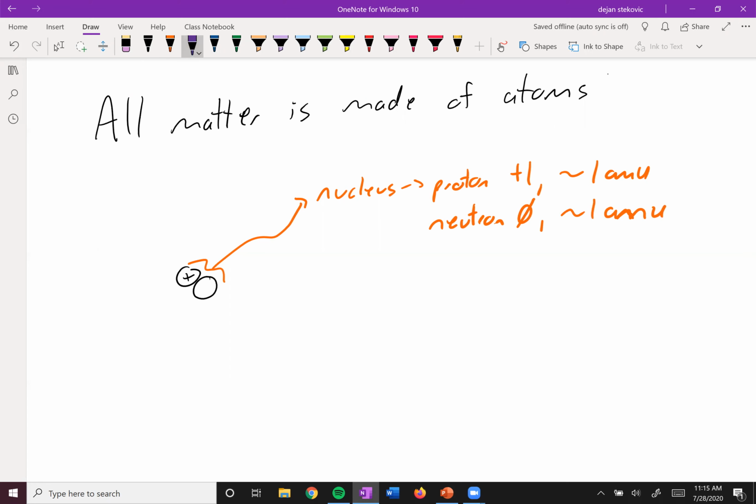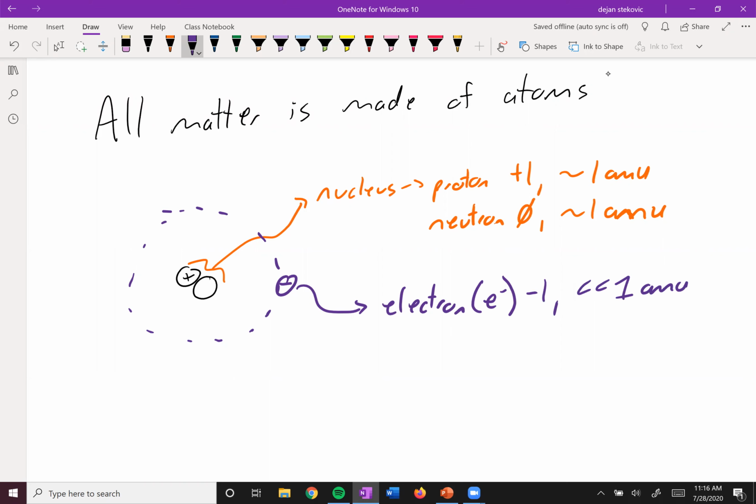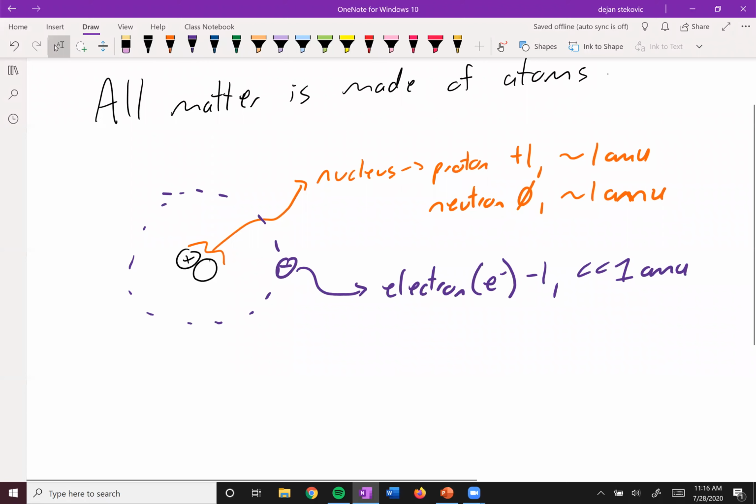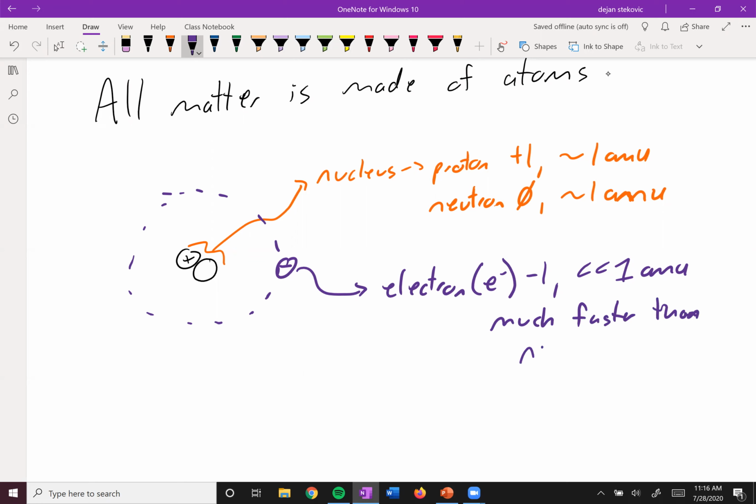And then flying around this nucleus are our electrons. Oftentimes for electron, I'll use the symbol E-. So if I write E-, that's an electron. It has a charge of -1. It has a much smaller mass than 1 atomic mass unit, so it's relatively light compared to the nucleus, but it's much faster than the nucleus.